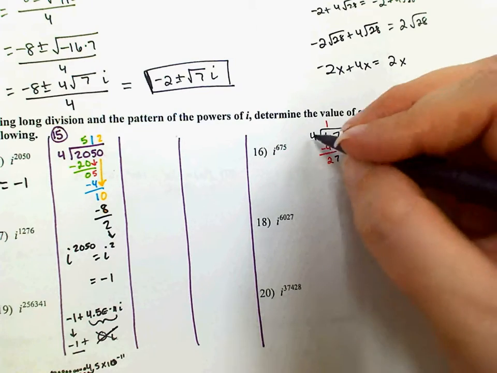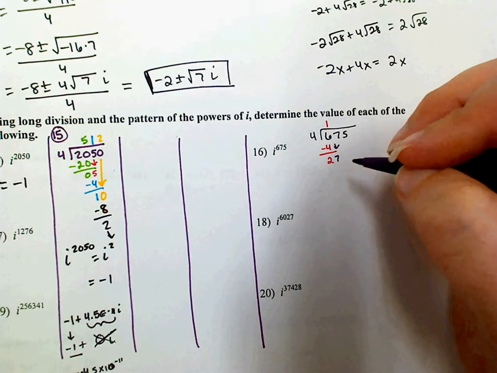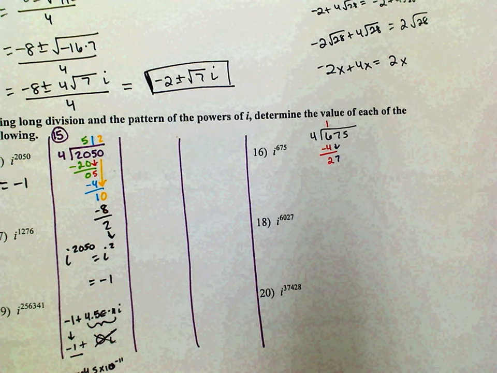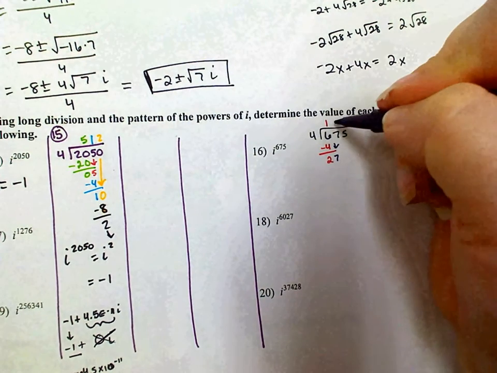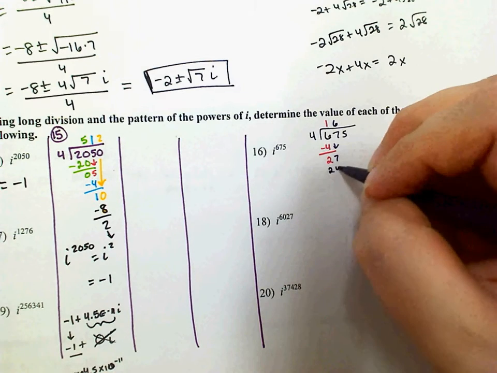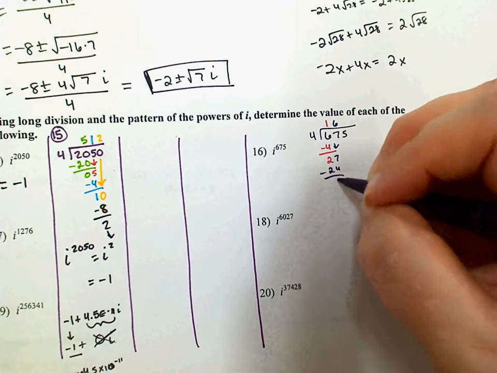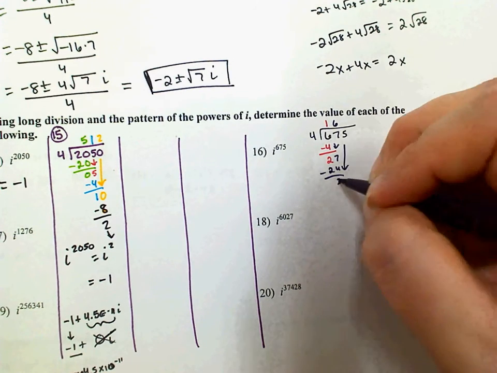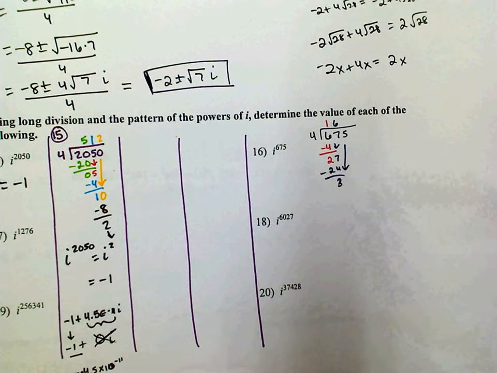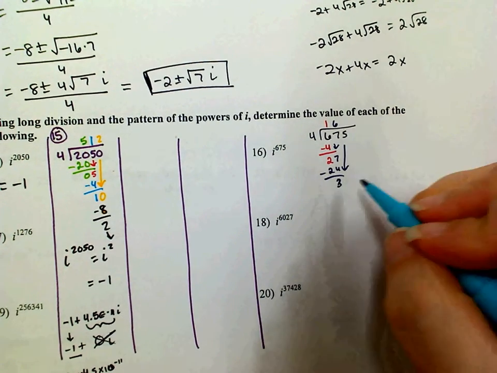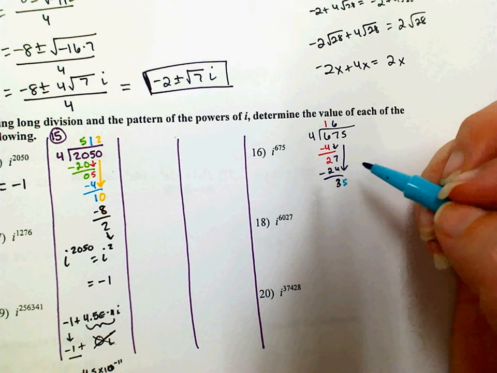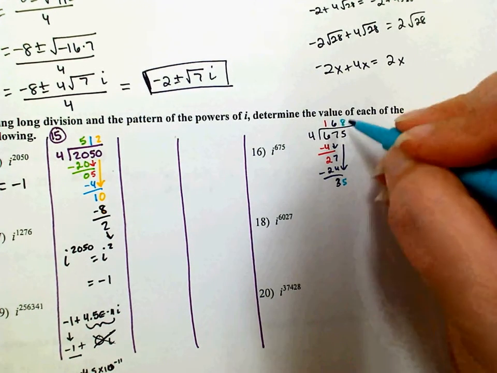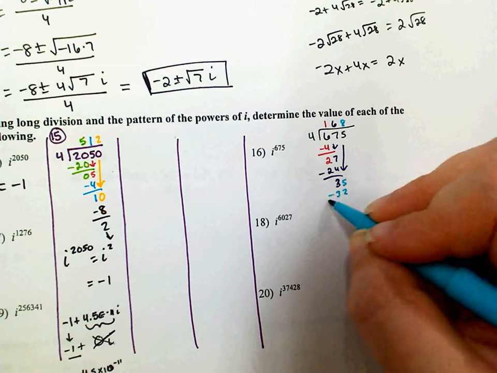4 goes into 27. Well, 4 times 7 is 28, so 4 times 6 is 24. So 4 times 6 is 24. Subtract, and I'm left with 3. Bring down the 5. 4 goes into 35. Well, 4 times 9 is 36, so 4 times 8 is 32. Subtract, and I'm left with 3.